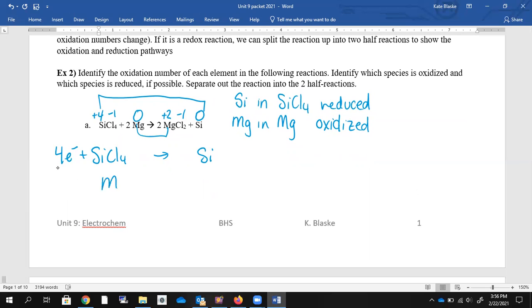So then we had magnesium. And magnesium chloride contains the other part that it changed to. So again, we said that the magnesium was oxidized, which means it lost electrons. It went from a 0 to a +2. So it lost 2 electrons. So when we are reduced, when we gain electrons, those electrons show up on the reactant side. When we are oxidized, when we lose electrons, those electrons show up on the products side.